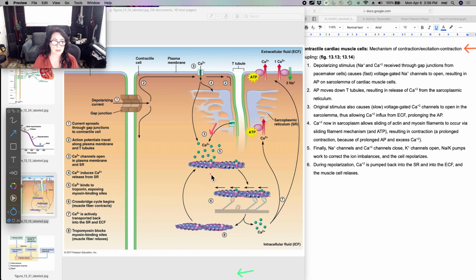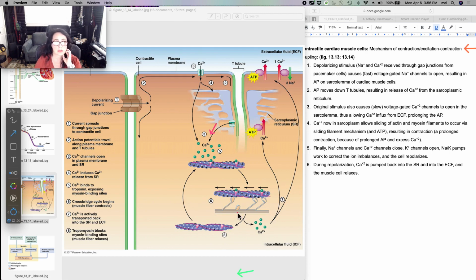And wherever calcium came from, whether it was here, here, or here, it's all going to do what you expect it to do. It's going to bind to troponin, move tropomyosin out of the way, then you will start cross-bridge cycling, right? And you'll do cross-bridge cycling for as long as you need to.